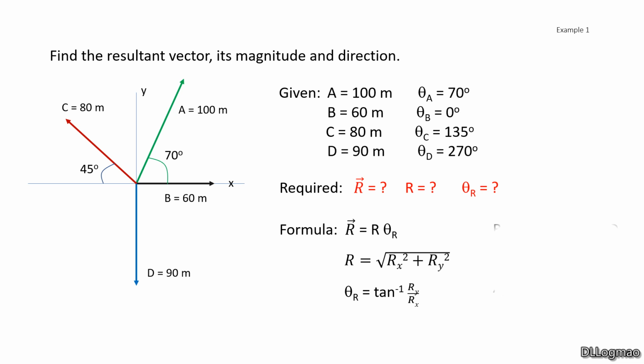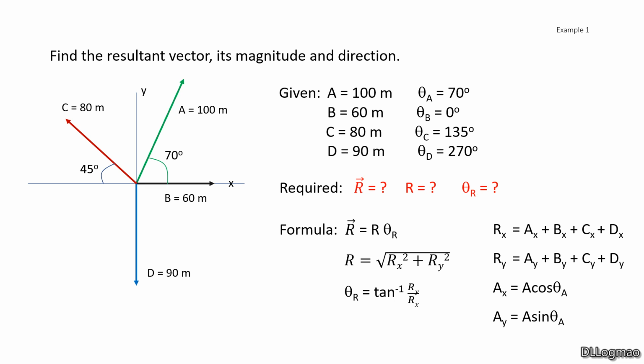The sum of the components of the given vectors along the x, R sub x, is equal to A sub x plus B sub x plus C sub x plus D sub x. The sum of the components along the y, R sub y, is equal to A sub y plus B sub y plus C sub y plus D sub y. As a sample formula, the x component A sub x is equal to the product of A and cosine of theta sub A, and the y component A sub y is equal to the product of A and the sine of theta sub A.